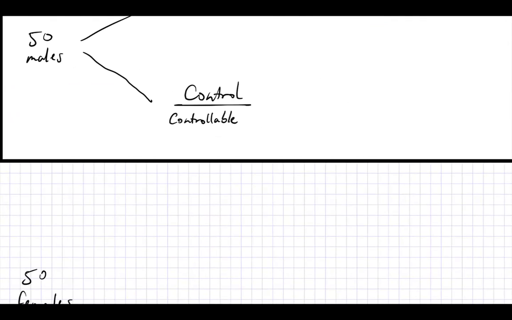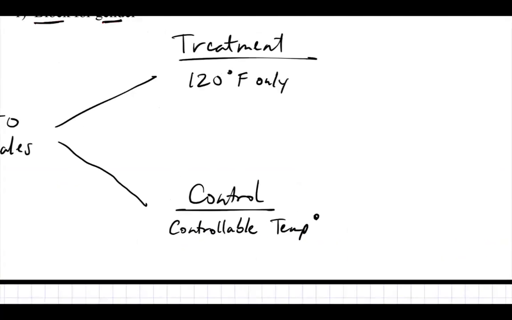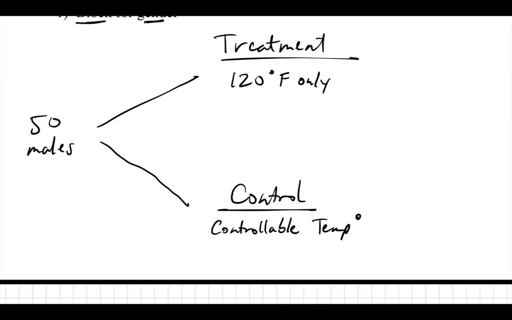Controllable. Not water, controllable degrees. Temperature, there we go. Okay. Numbers. Looks like we're gonna have 25 and 25. So this is gonna be 25 males, and this is gonna be 25 males.